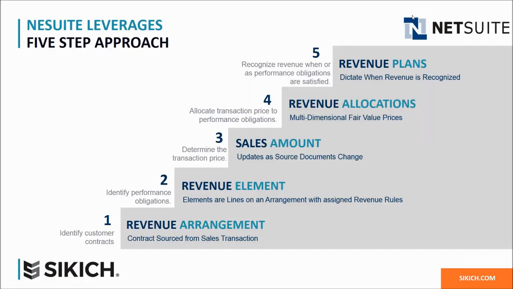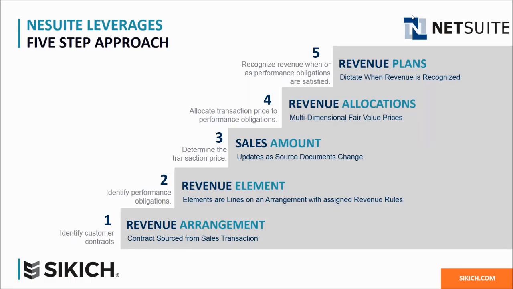Step 4, coming into how we allocate the transaction price to performance obligations. NetSuite has a revenue allocations feature built right into the arrangement and with the elements. So here, taking into account the fair value price, NetSuite's going to distribute revenue from a sale across its elements in proportion to the calculated fair value amounts. So just because your sales rep sells an item for a certain price and they may heavily discount that price, you can rest assured that this engine will correctly allocate your revenue for you.